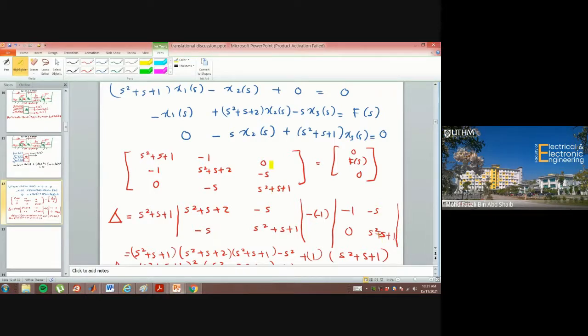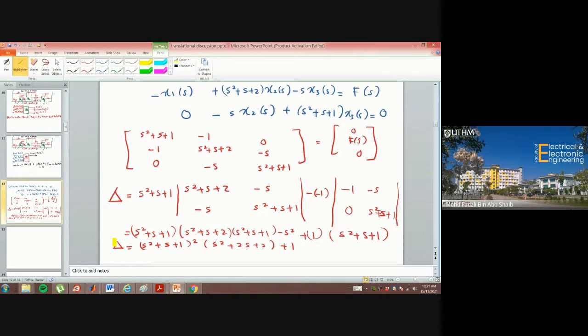Actually there is one more here, but it is 0. When it is 0, everything is 0. Okay, so we need to find this one. Finally we got delta equal to s squared plus s plus 1 squared times s squared plus 2s plus 2 plus 1.